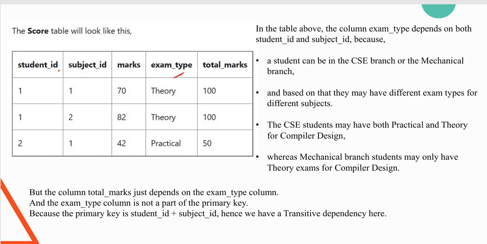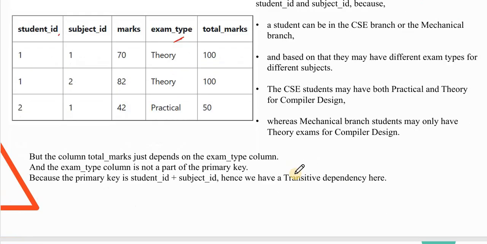Your mark depends upon the type of exam, whether it is a practical exam or a theory exam. So this mark depends upon this type, right? And this exam type is not a part of the primary key, because the primary key is only student ID and the subject ID. So here again it is dependent, right? If I know the subject ID, I can tell whether it is theory or practical. So it is a transitive dependency. So we should break that transitive dependency. So I can again further decompose this into smaller ones.